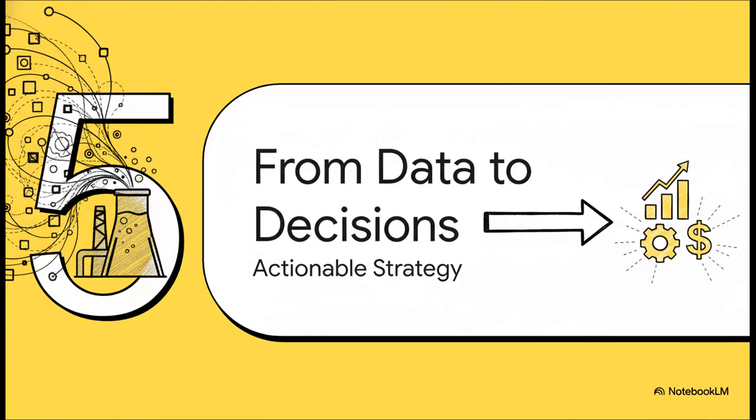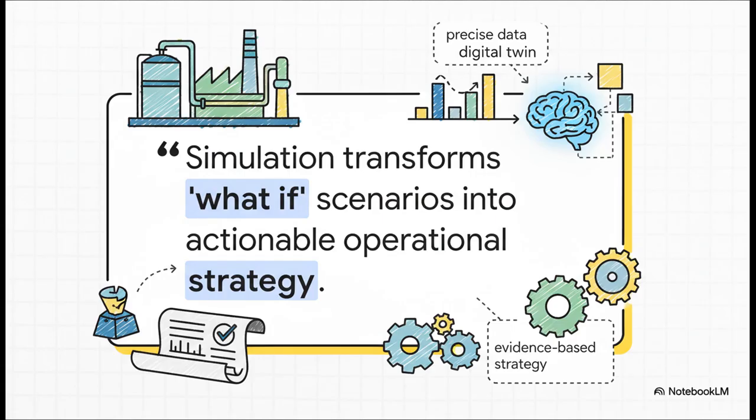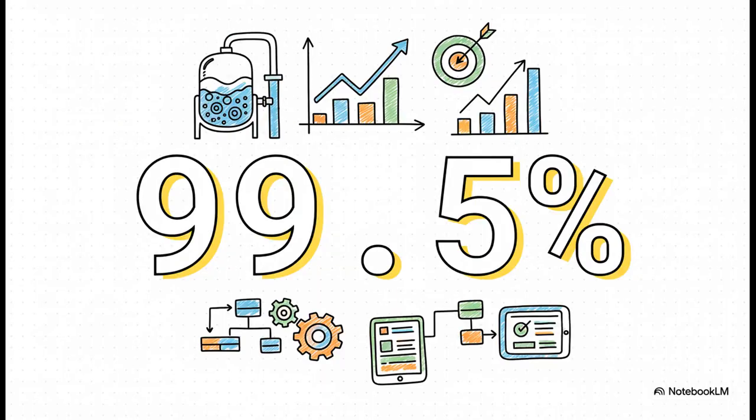Okay, so we've got all this amazing data. But here's the thing. Data is just data until you do something with it. This is the most important step, turning all this information into actual decisions. You know, this quote really says it all. We're not just guessing anymore or making changes based on a gut feeling. We are now using hard data from our digital twin to build a smart, evidence-based strategy for how to run the real plant. If you remember one number from our first study, make it this one, 99.5%.